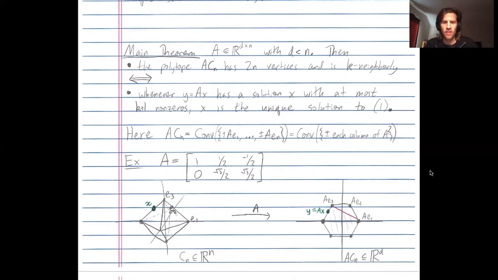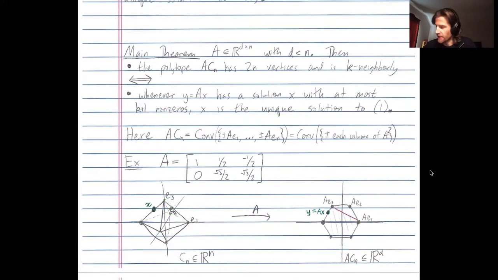In this example here, we do not preserve all of the edges. So this edge between E1 and E2 is preserved, but this edge between E1 and E3 is not preserved. It gets buried inside this hexagon.